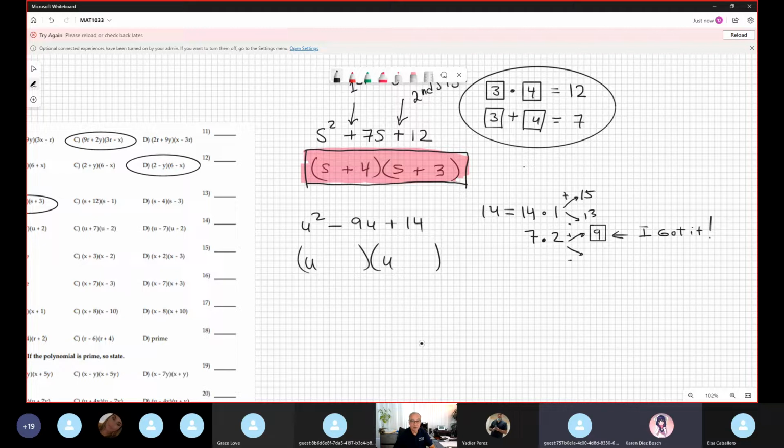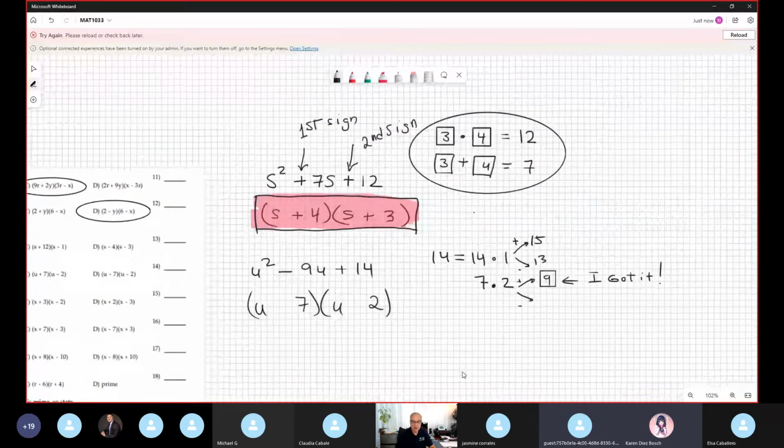Okay, so you copy 7 and 2. Remember, in my mind, I put the bigger first. I don't know why. And let's do the sign. Well, the sign is, this is a crucial moment, guys. Remember, in the trinomial, we have two signs. Calculate in your mind, first sign and second sign.